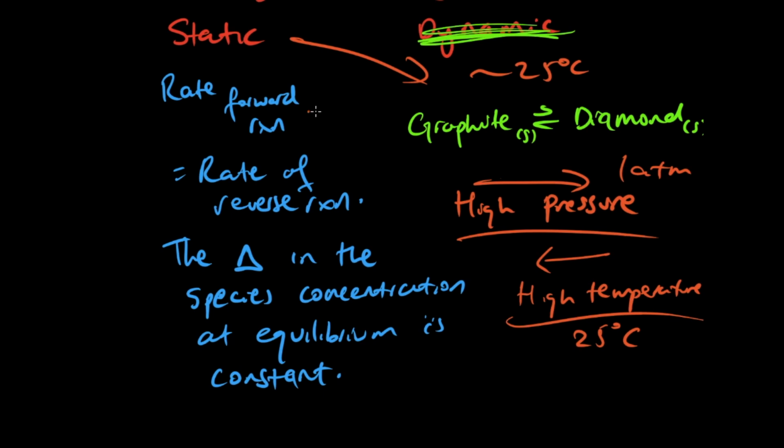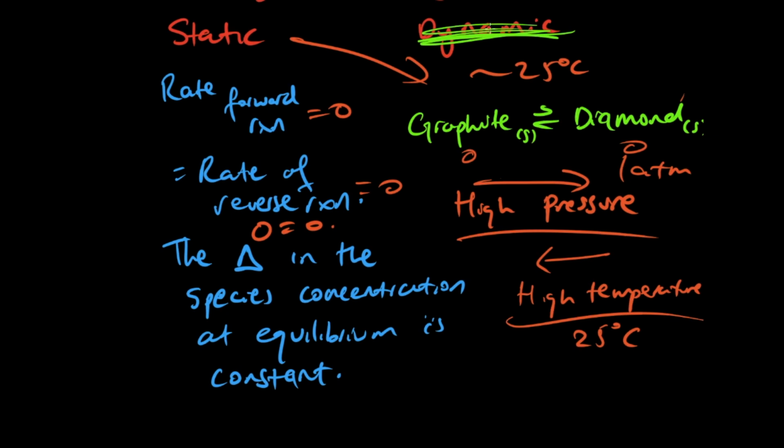So the rate of the forward reaction is 0, and the rate of the reverse reaction, diamond being converted into graphite, is also 0. Notice that 0 equals 0, which means it still makes sense in equilibrium terms, where the rate of the forward reaction equals the rate of the reverse reaction, so 0 equals 0. And the change in the concentration of species at static equilibrium, the change in the concentration of graphite is constant, is 0, plus or minus 0, and the change in the concentration of diamond is also plus or minus 0, approximately. So that's that.